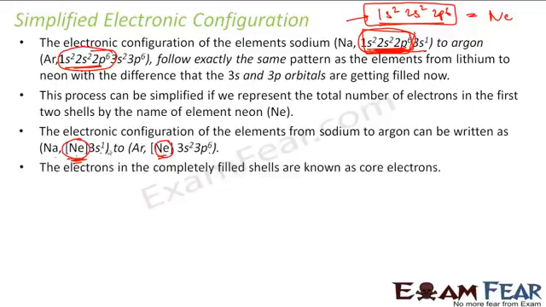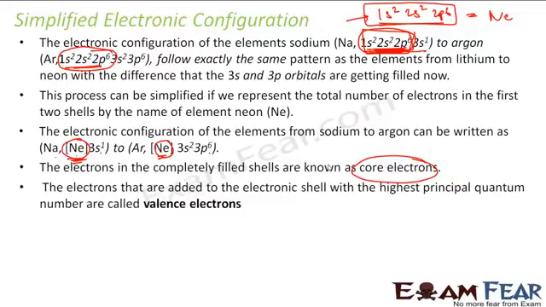Also, the electrons in the completely filled shells are called core electrons. They are called core electrons in the completely filled shells. And the electrons that are added to the shell with the highest principal quantum number are called valence electrons. That means the electrons in the outermost orbit are called valence electrons, and they are easy to pluck. So if you give some ionization energy, they are the ones who come out first. So the electrons in the outermost shell of the atom are called valence electrons.